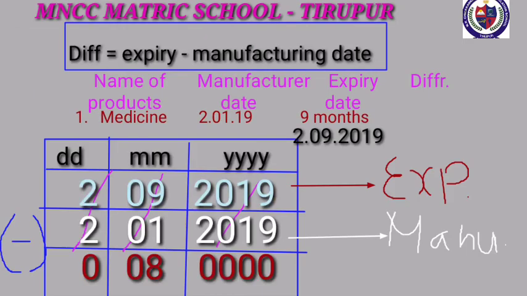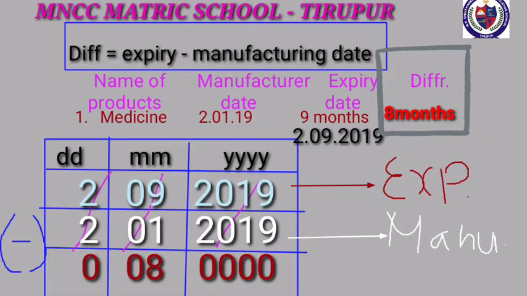For the first item, medicine, the MFG date is 2/1/2019 and the expiry date is 9 months. You can write the same date and 9 months and the same year for expiry. To find the difference, you should subtract manufacturing date from expiry date. Let us deduct 2/1/2019 from 2/9/2019 and we get 8 months.